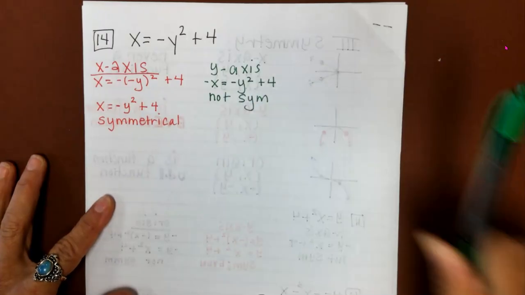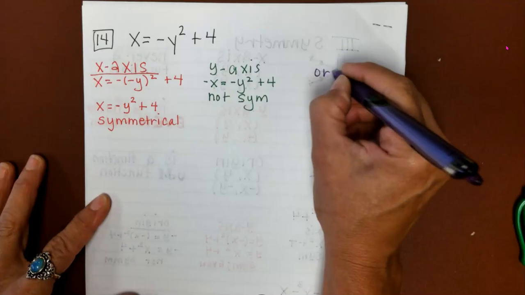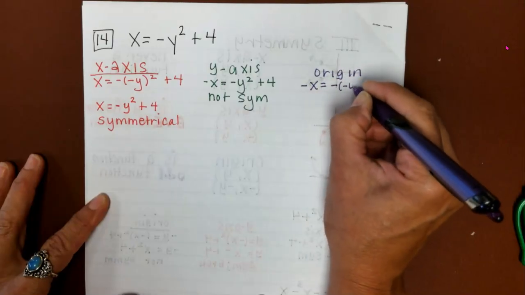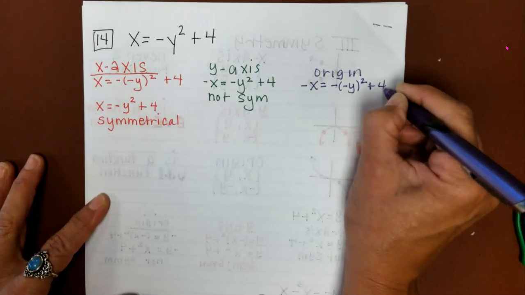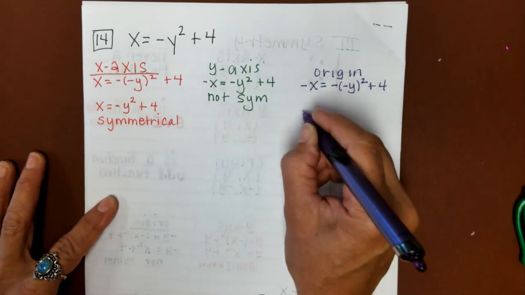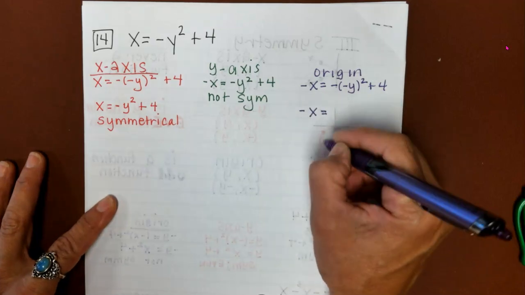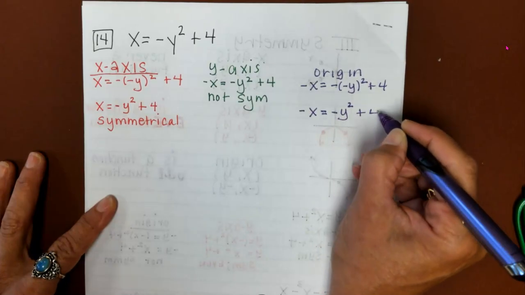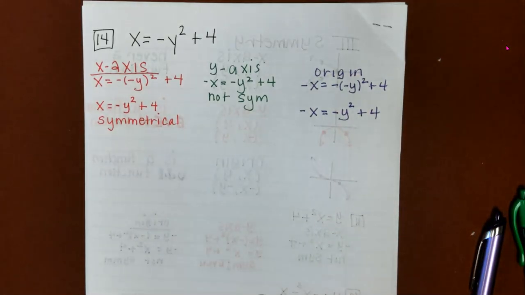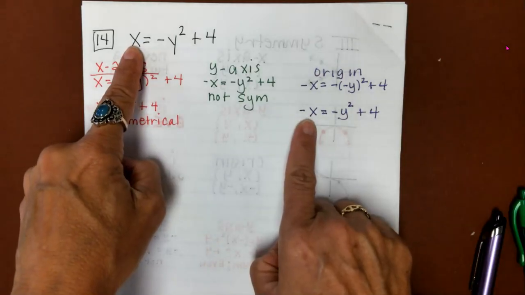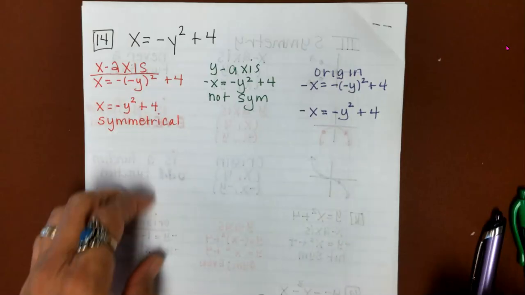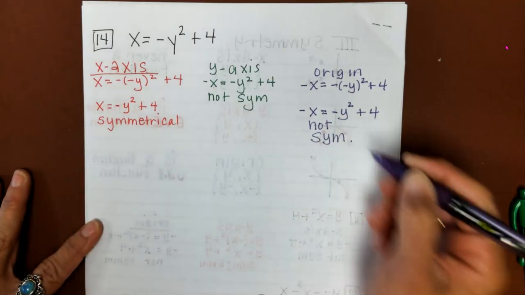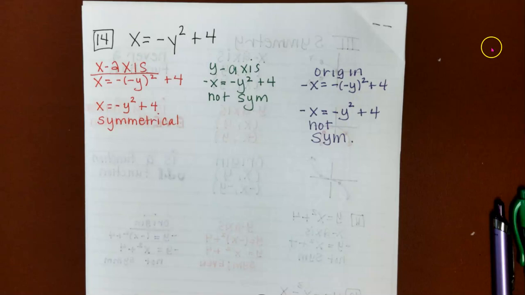Let's try the origin. So we're about to change all the signs. So if you notice, this ends up being negative x equals, remember that turns into a negative y squared plus 4. And there's no way that I can rearrange to make that x positive without changing these signs. So it's not symmetrical. So that's problem 14, and that's how we test for symmetry.